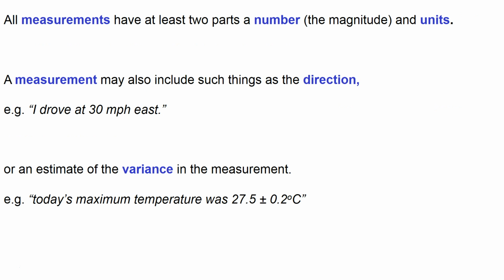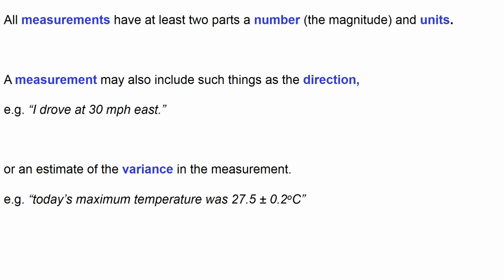All measurements have at least two parts. The first part is a number called the magnitude, and that tells you how big the thing is that you're measuring. The second part is units, and the units tell you what is being measured. Sometimes we include extra things in order for the measurement to make sense, like the direction. Think about giving directions to your house. If you say, I live 30 miles away, that's not very useful. But if you say I live 30 miles north of campus, then suddenly that measurement has a real meaning.